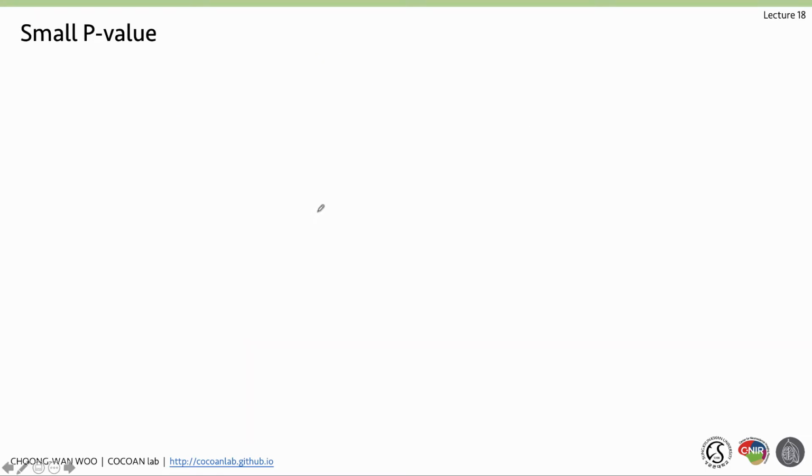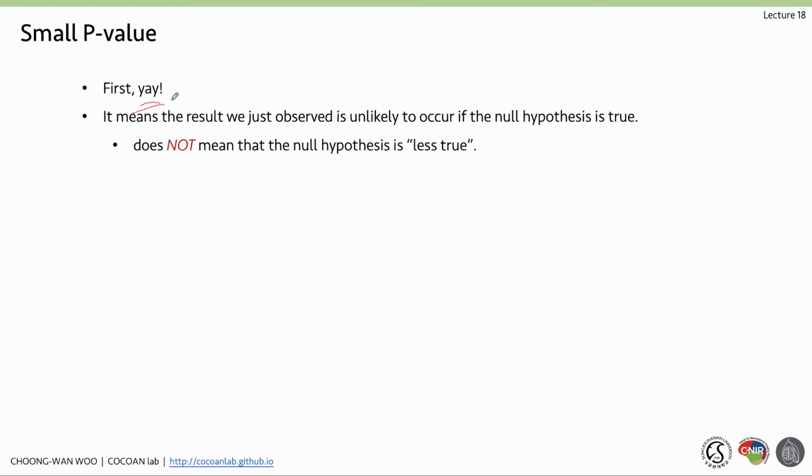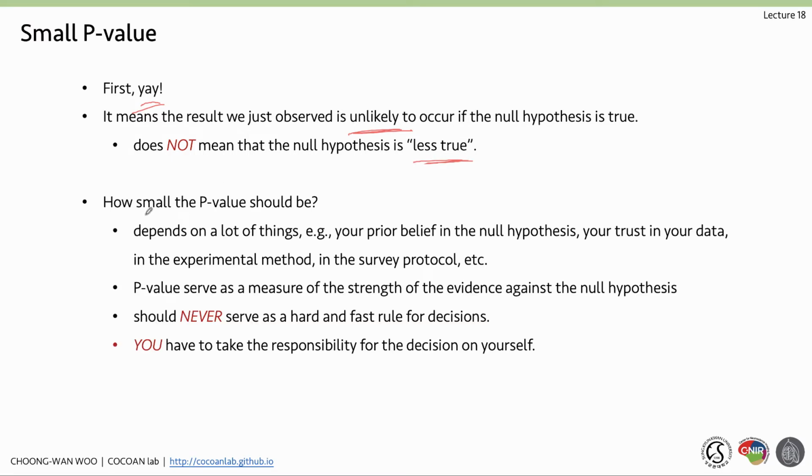And let's say you got a small p-value, and first of all, it's a good thing, yay. But as we talked about, it means the result we just observed is unlikely to occur if the null hypothesis is true, and it does not mean that the null hypothesis is less true. How small the p-value should be really depends on a lot of things, for example, your prior belief in the null hypothesis and your trust in your data, in the experimental method and the survey protocol. The p-value serves as a measure of the strength of the evidence against the null hypothesis. It should never serve as a hard and fast rule for decision. So it's really the degree of the strength, okay?